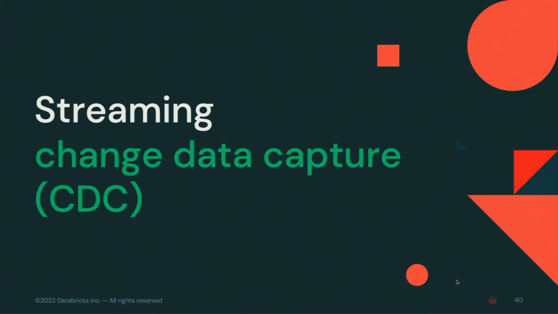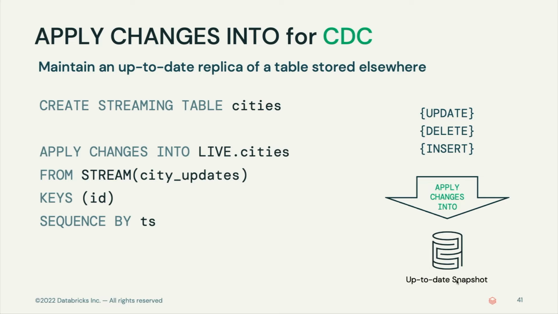Another really cool trick with streaming is change data capture. The problem is as follows. You have an operational database, and you want to get that database into your lakehouse so you can do analytics on it. And you don't want to dump an entire snapshot of that database every single time. That's really inefficient. But fortunately, most databases have this pretty cool trick. They can give you a feed of updates, deletes, and inserts that have happened, and you can then take that feed of changes and apply it into a Delta table.